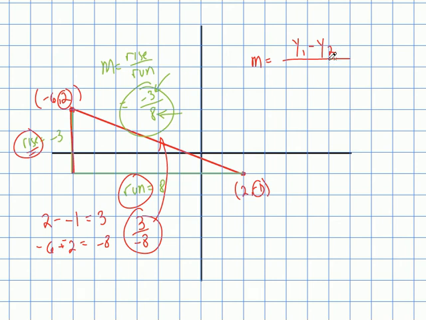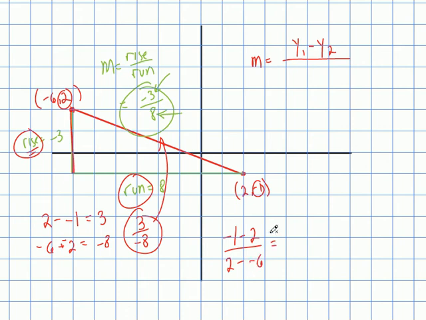As long as, listen to what I'm saying, it doesn't matter which order you subtract the y's in, as long as you subtract the x's in the same order. You got to subtract the y's and the x's in the same order. So if I go the first one minus the second one for the y's, I got to go the first one minus the second one for the x's. I could have done it the other way, couldn't I? I could have gone -1 minus 2, right? And then I could have gone 2 minus -6.